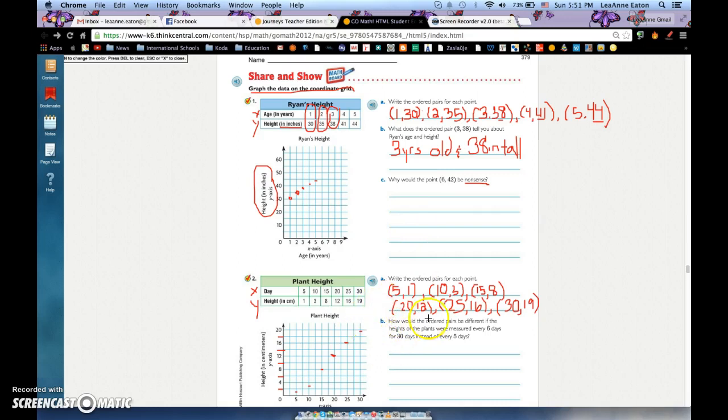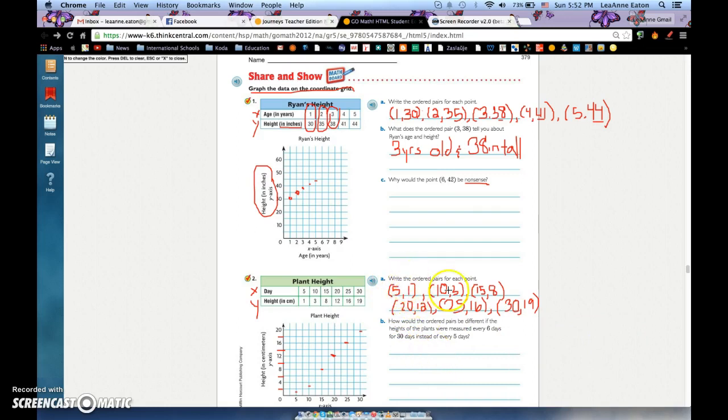Then let's look at this question. It says, how would the ordered pair be different if the heights of the plants were measured every 6 days for 30 days instead of every 5 days? How would they be different? Miriam? You should say something that the x would be counting by 6 instead of counting by 5. So you'd have 6, 12, 18, etc. So you would say x's will be counting by 6 instead of by 5.